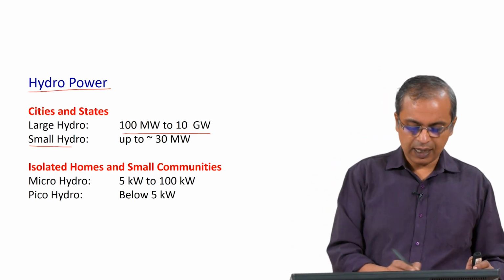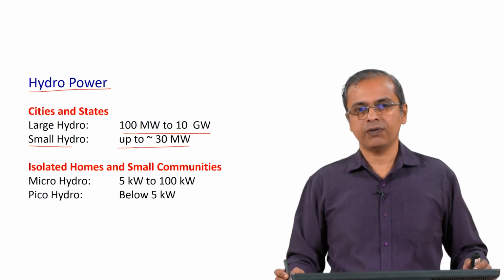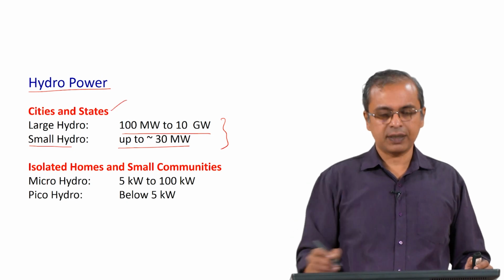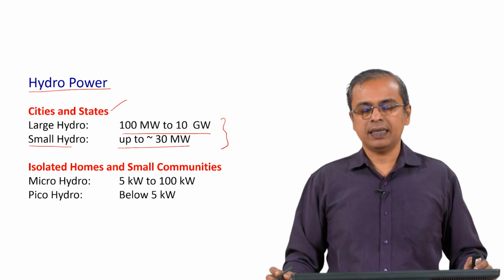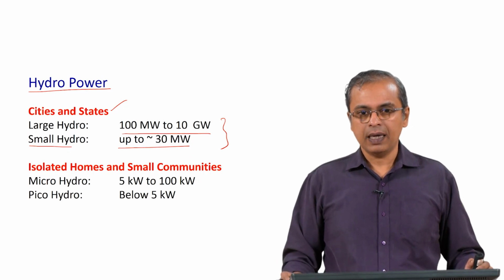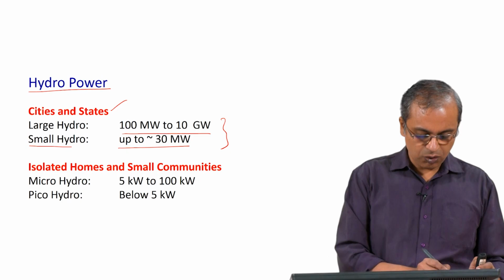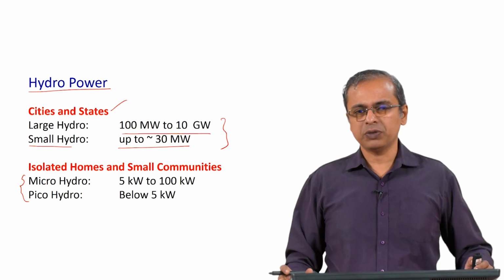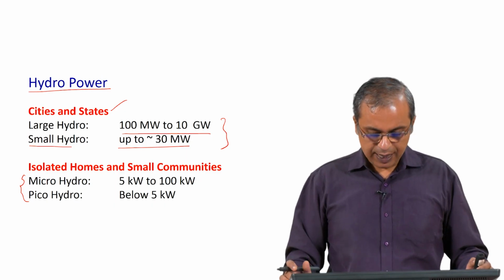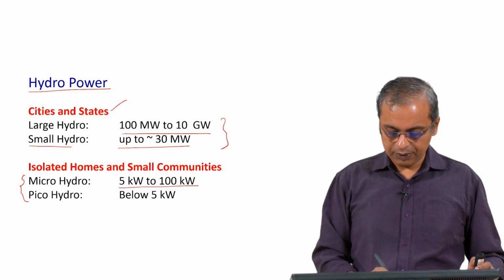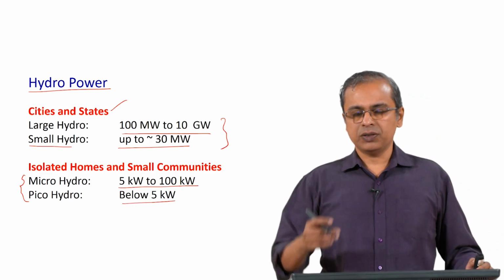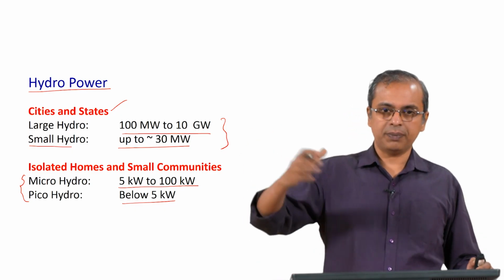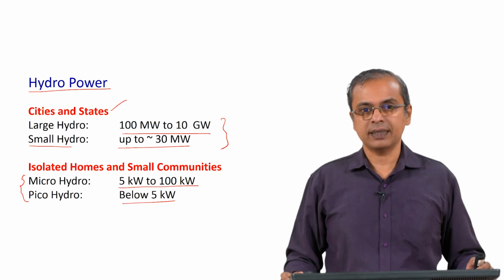Smaller ones are more like up to about 30 megawatts, and generally this kind of capacity is what you will use to power cities and states. There are also other versions called micro and pico hydro power generating units, and they are very small, 5 kilowatts to 100 kilowatts or even below 5 kilowatts. These just use a small flow of water across some height difference to get you this electricity generated.